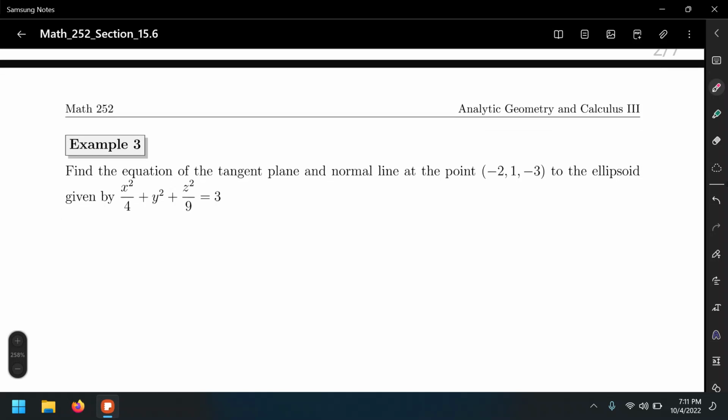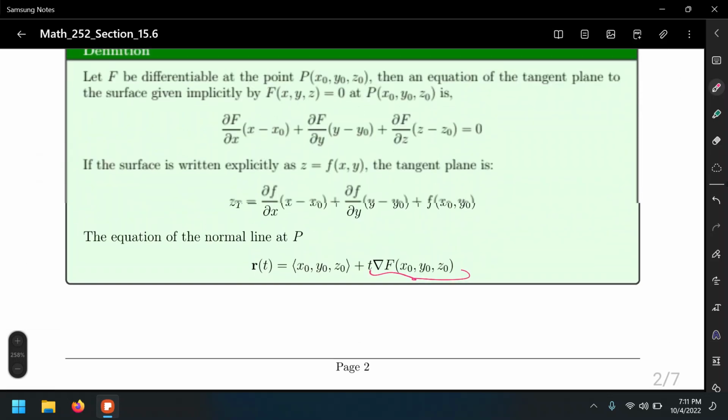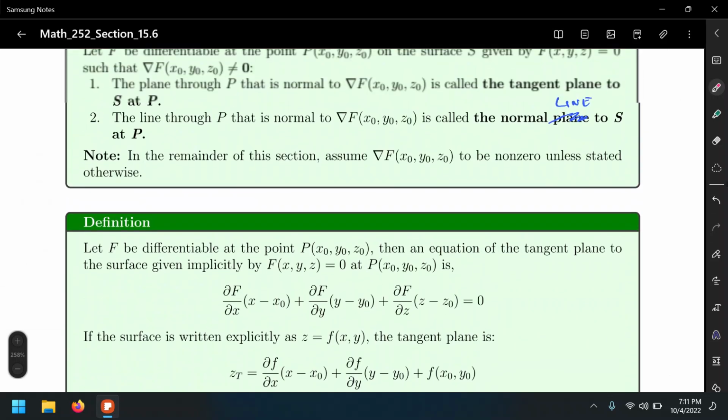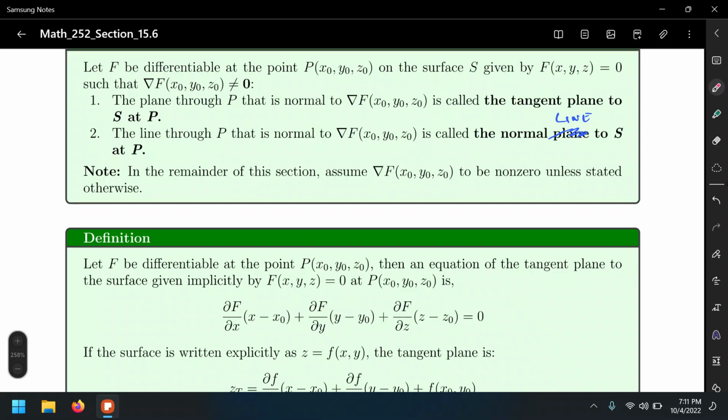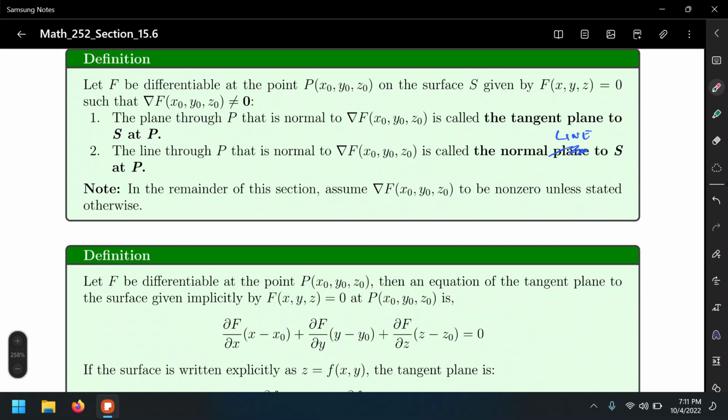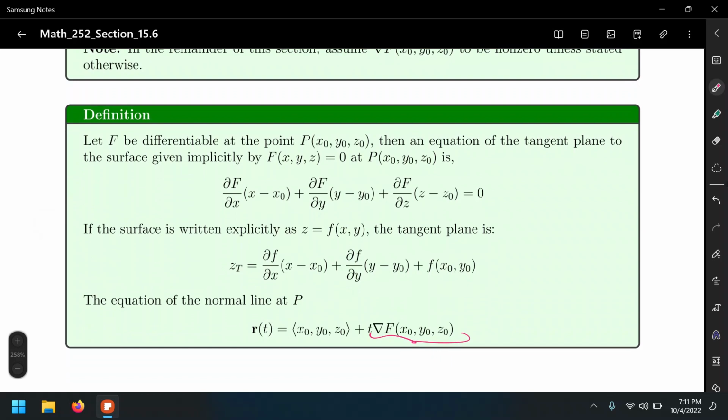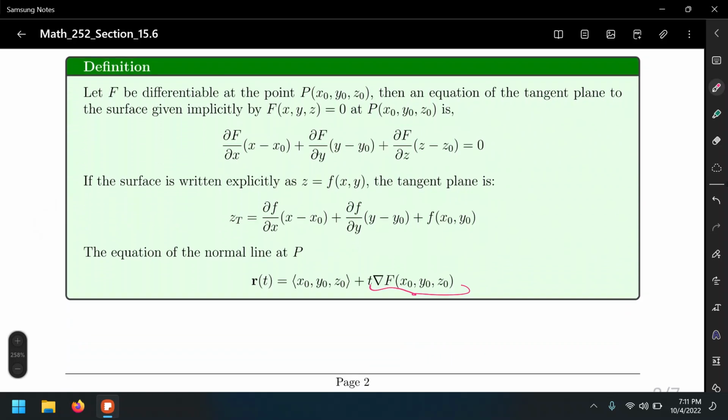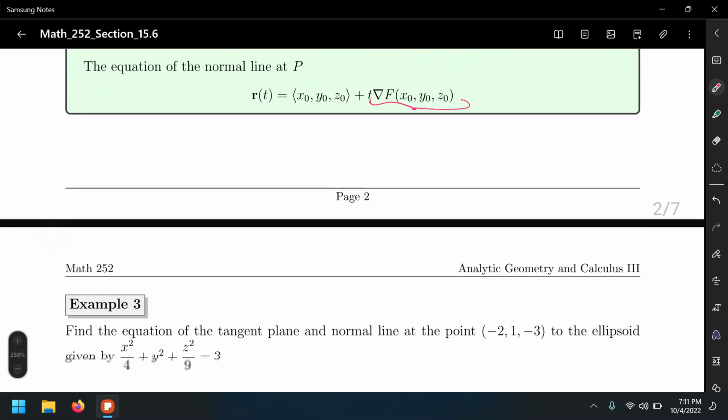All right, question? For definition number 2 in the first box, it says the line of the point P is called the normal plane. Yeah, I had a typo here. That happens when I just do copy-paste when I'm typing the PDF files, all right?